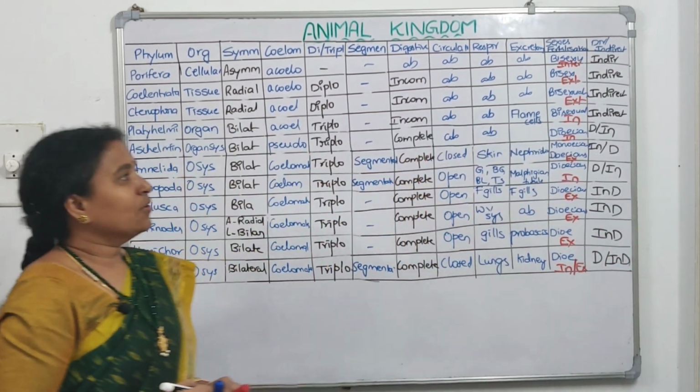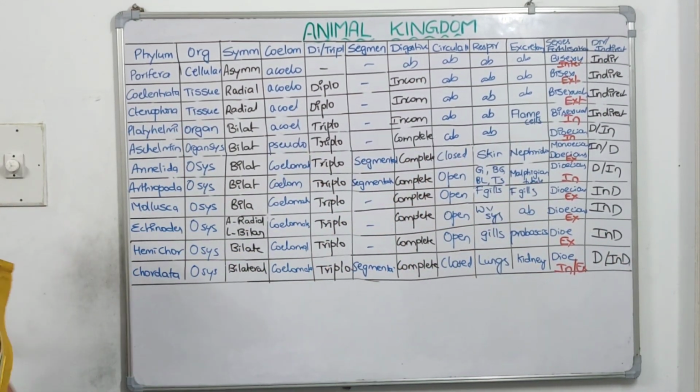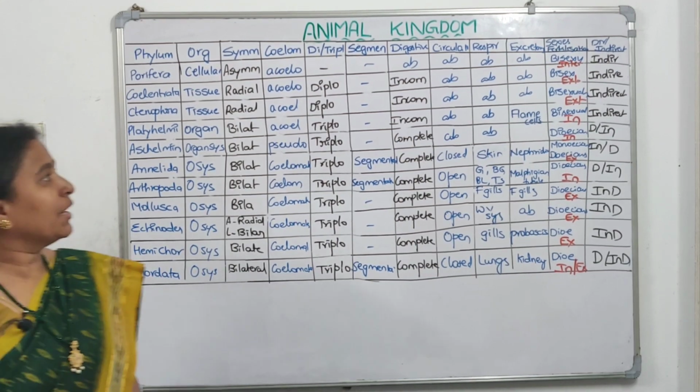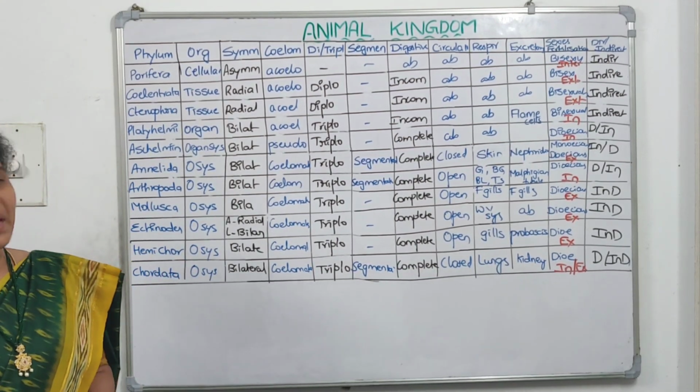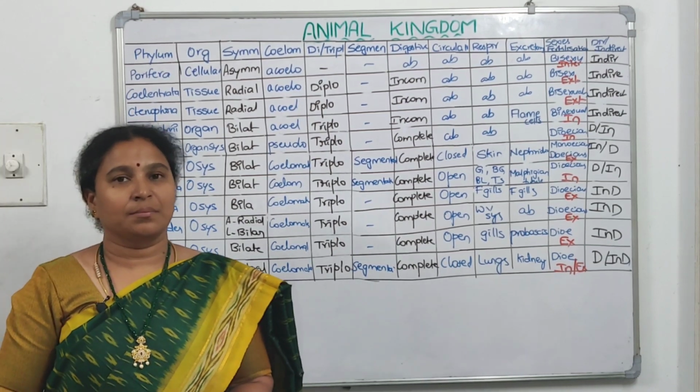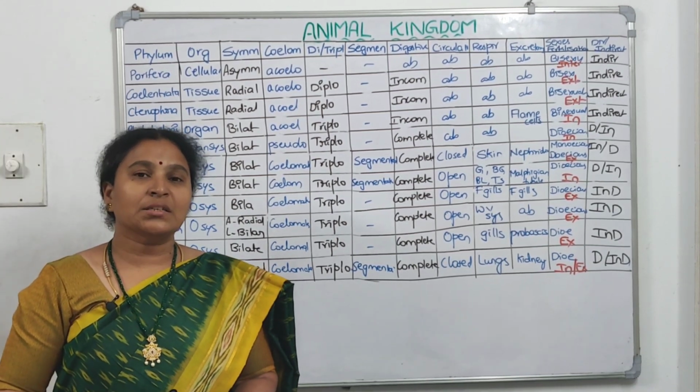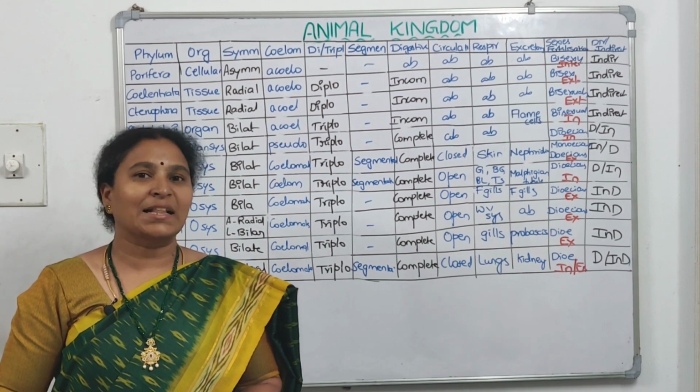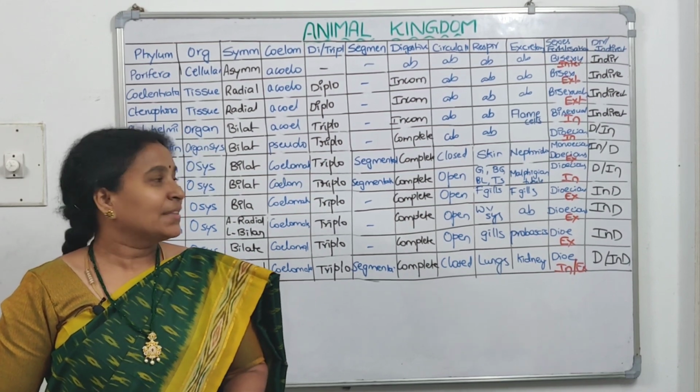I think so. In a short span we have made the summary of all the phyla, right? This is very helpful, children. Take a screenshot. With this we are closing this session with non-chordates. In the next session we will see the chordates and the classes of chordates. Thanks for watching.